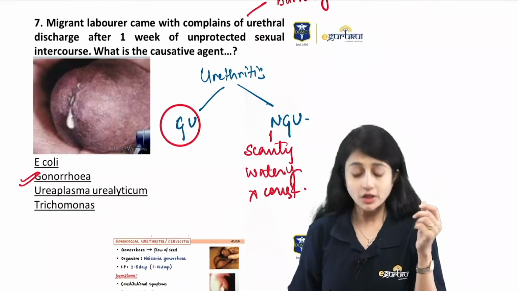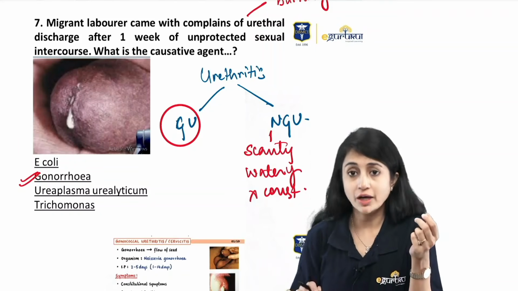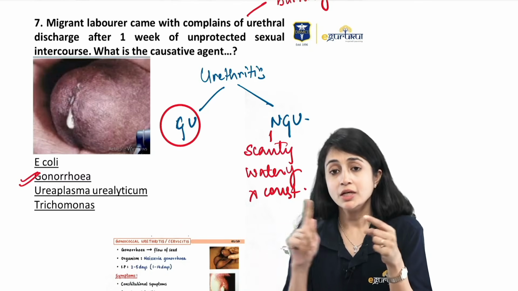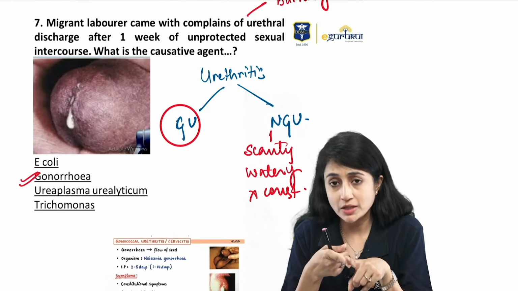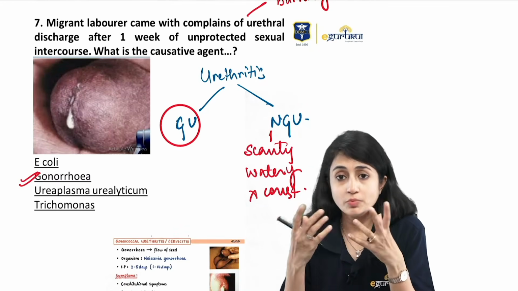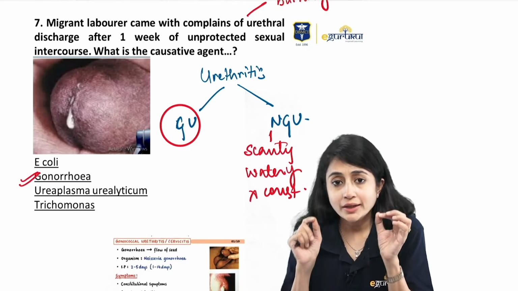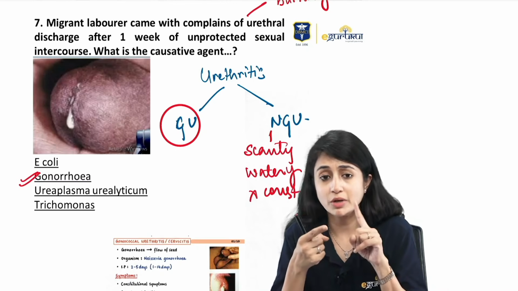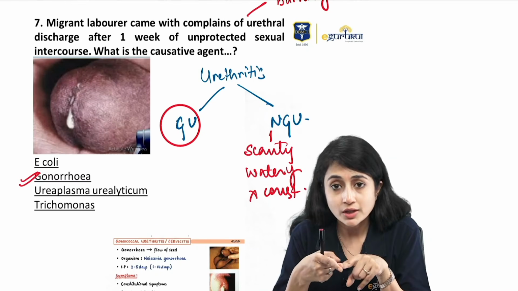Then my answer would be Ureaplasma urealyticum. Why? Because non-gonococcal urethritis is not just caused by chlamydia. It is also caused by Ureaplasma and Mycoplasma, and we should know about that. But I think they would have asked you about gonococcal urethritis only, because they have mentioned an incubation period of less than 1 week.